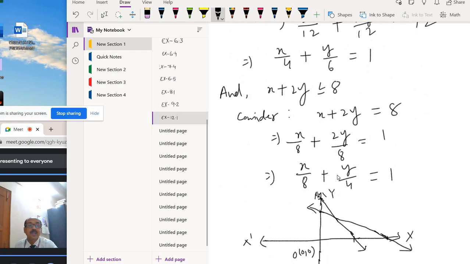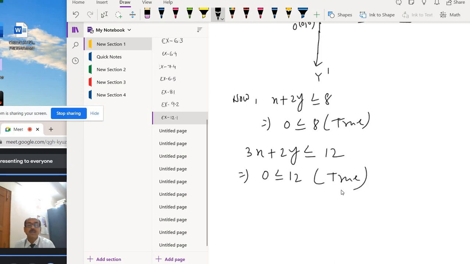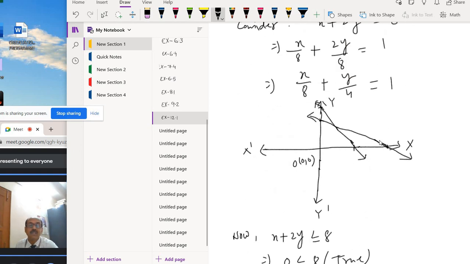And another equation, 3x plus 2y less than or equal to 12. Putting x equals 0, y equals 0, so 0 is less than or equal to 12. So this is also true. So the direction of this line is towards the origin. Both are towards the origin side.